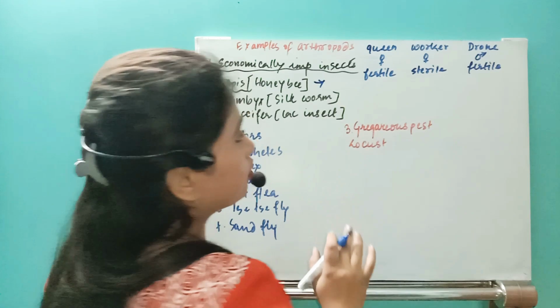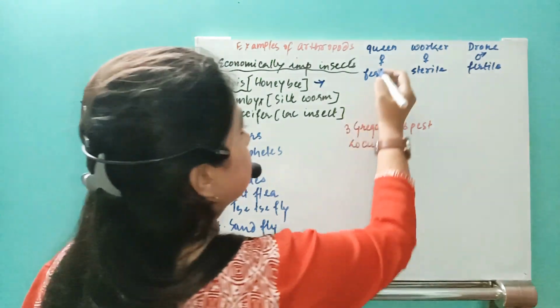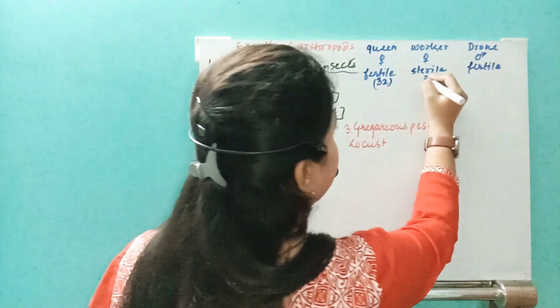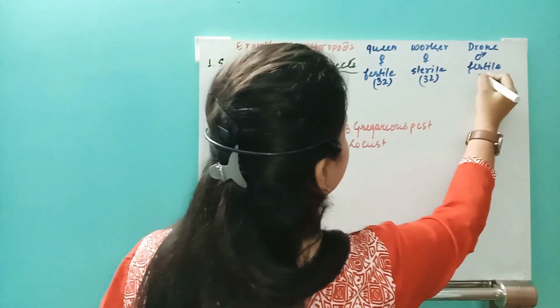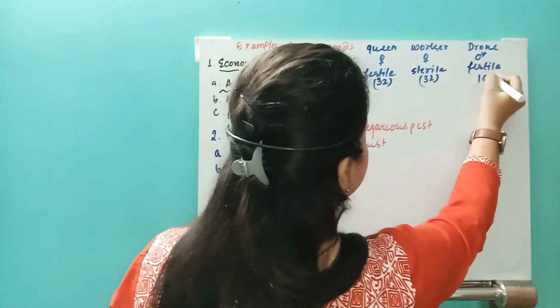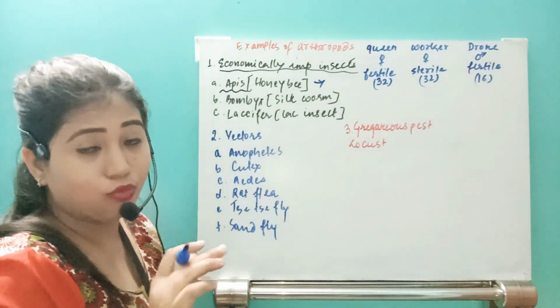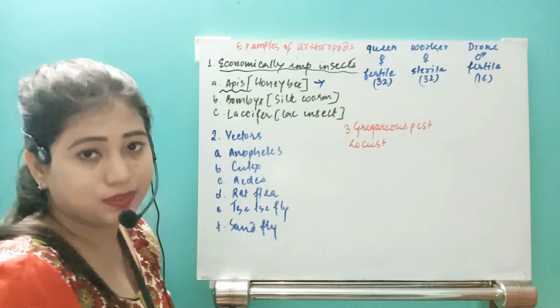See, chromosomes are going to be very important. Queen has 32 chromosomes, workers have 32 chromosomes, and drones have only 16 chromosomes. So they're going to have different chromosome numbers. And why is this possible?